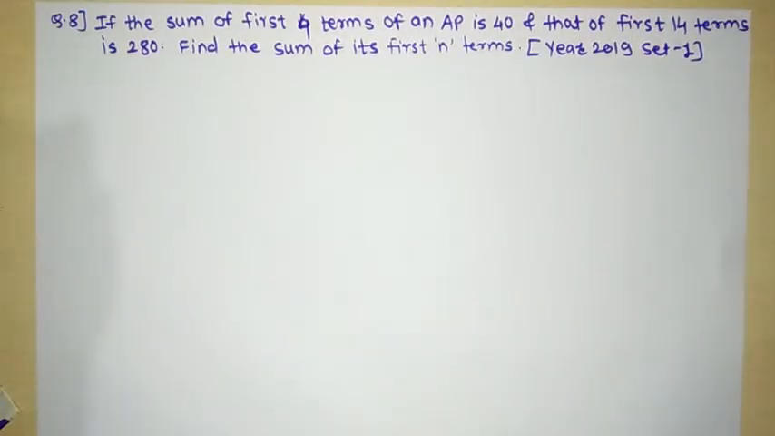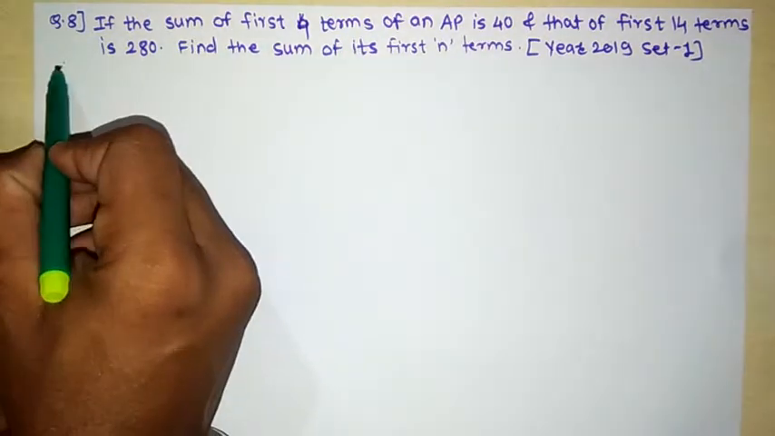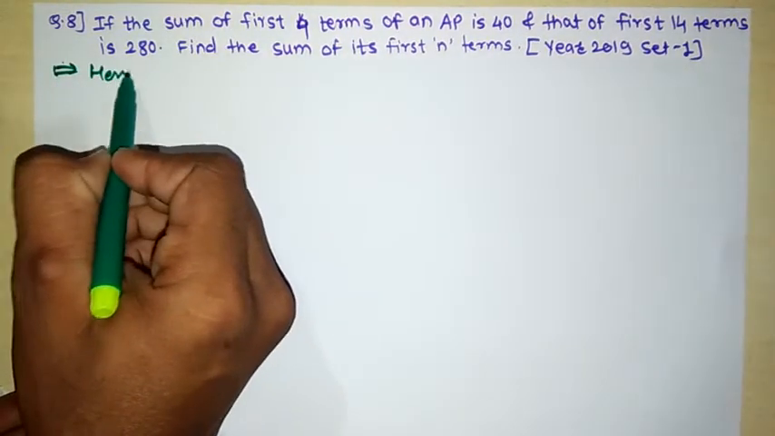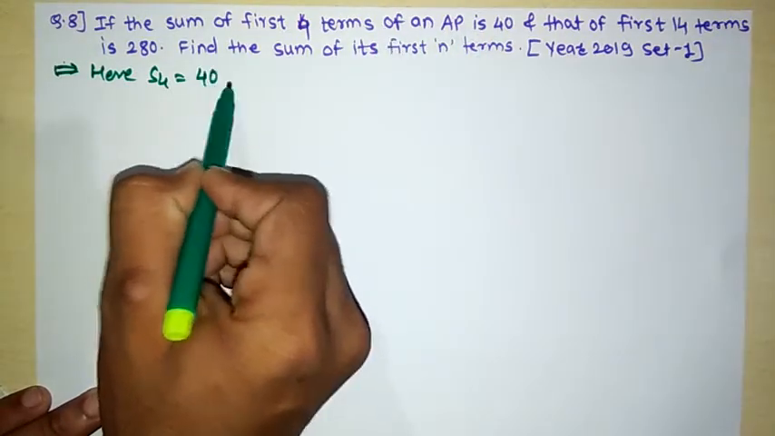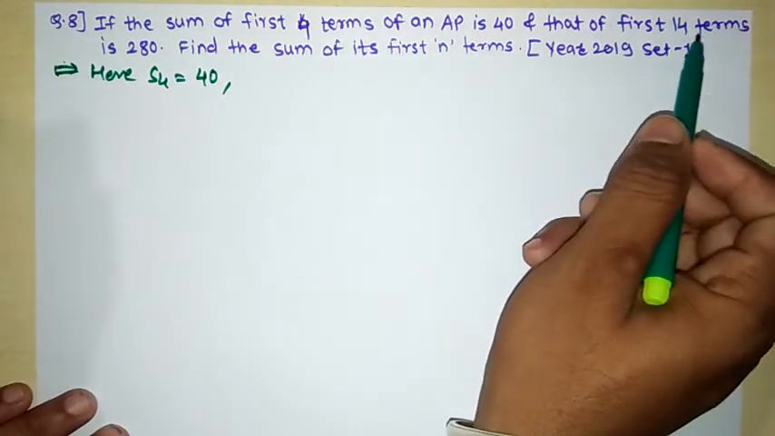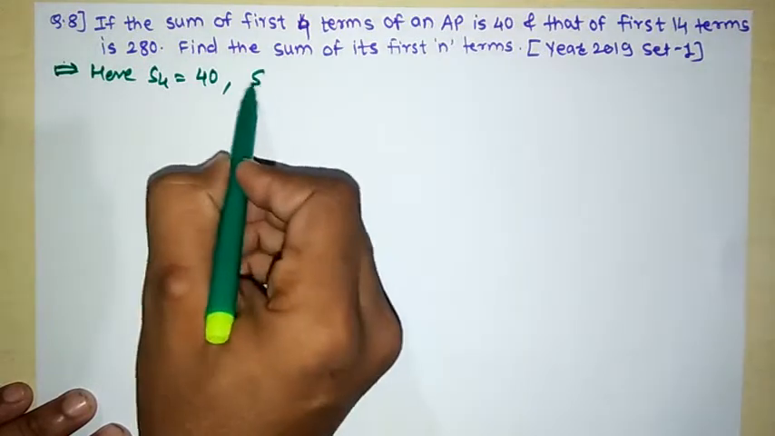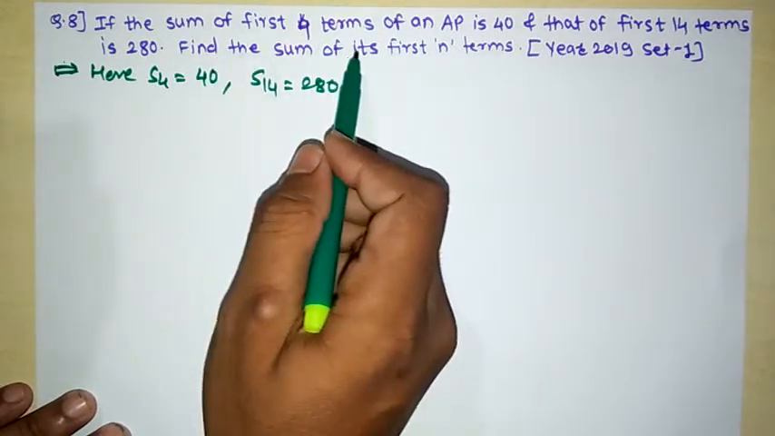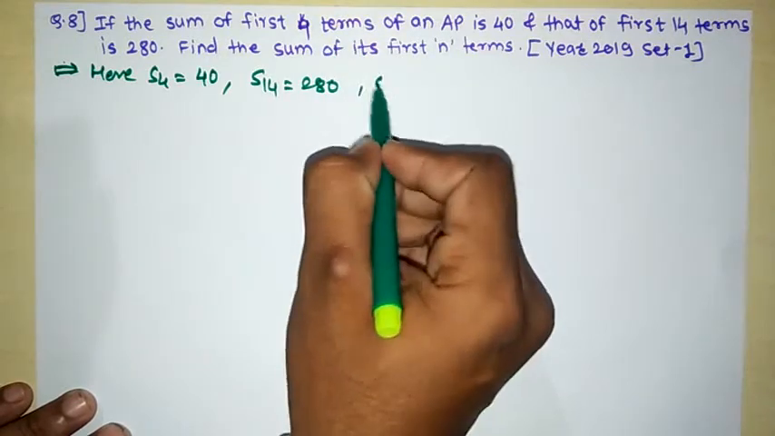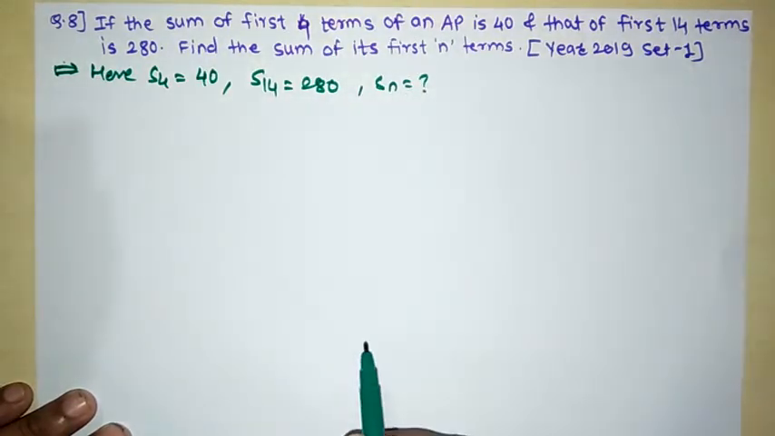Now we will see question number 8. See in question number 8 what is given. If the sum of the first 4 terms, that is S4, is 40 and that of the first 14 terms, that is sum of the 14 terms, is equal to 280 is given. Now we have to find the sum of its n terms, that is Sn, we have to find here.